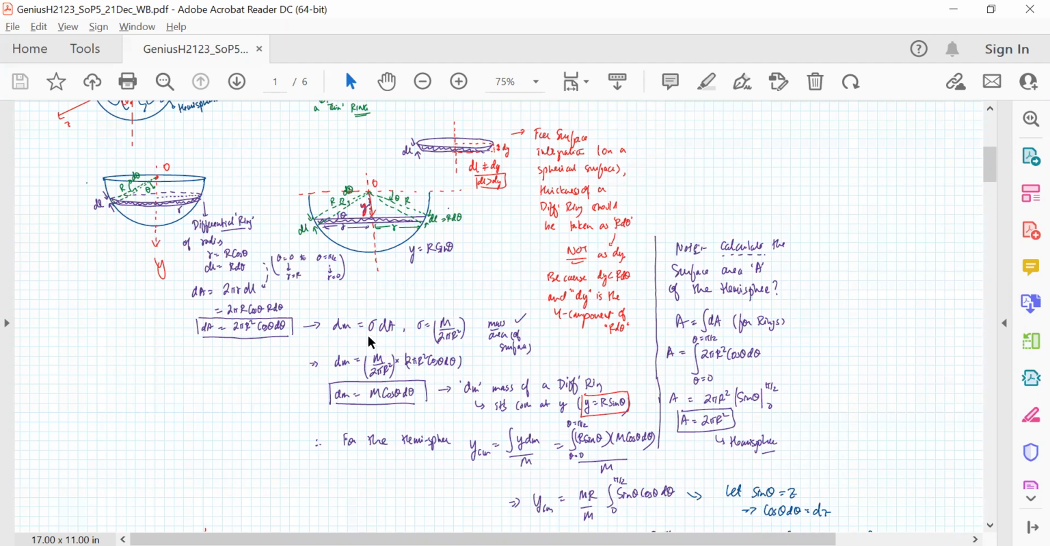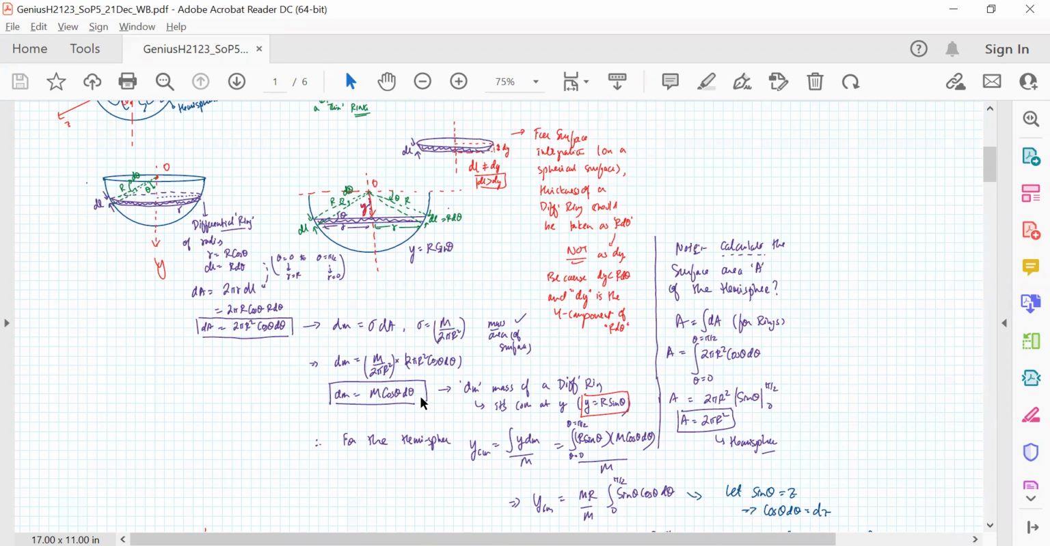Now we can substitute sigma into dA, as sigma is M upon 2 pi r square into dA, which we've just seen is 2 pi r square cos theta d theta. So we get a very simple expression for the mass of the ring. dm is capital M into cos theta d theta.